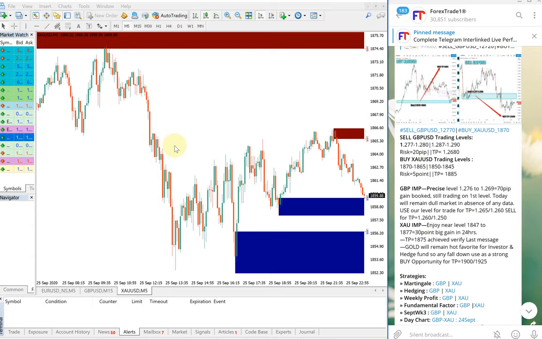And this is a sample of how our signals are performing and how you can make good profit out of it.